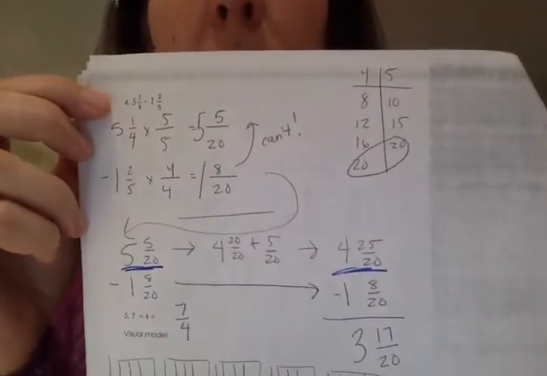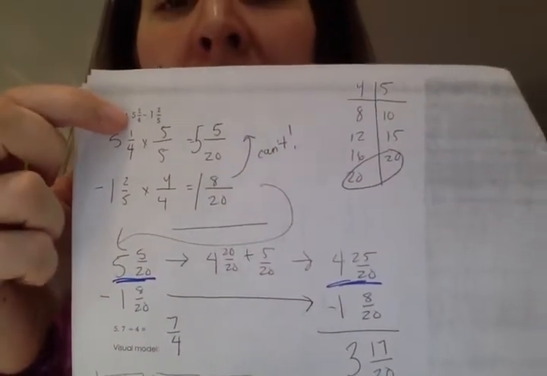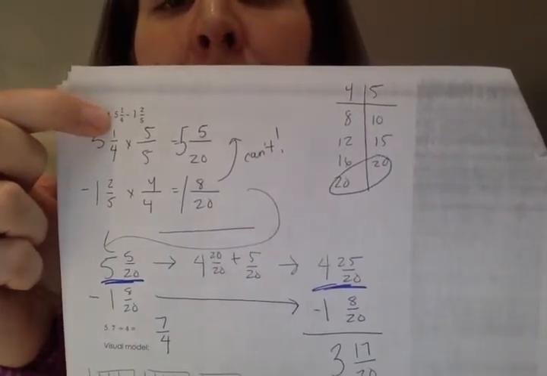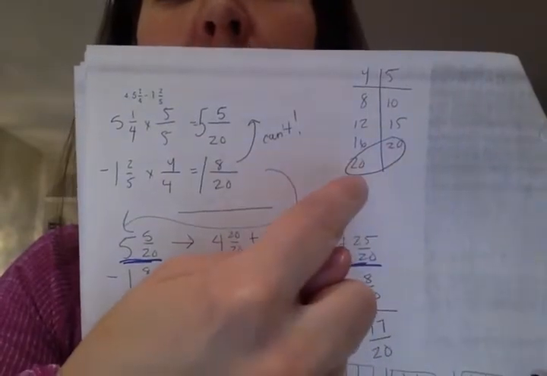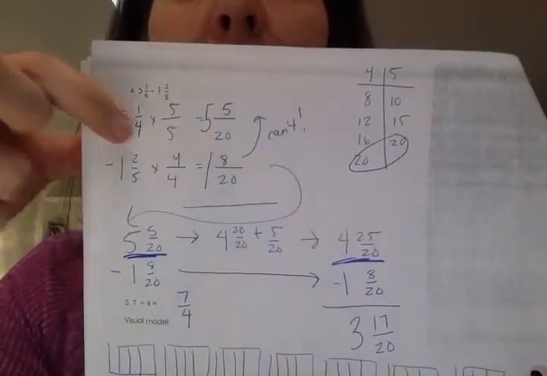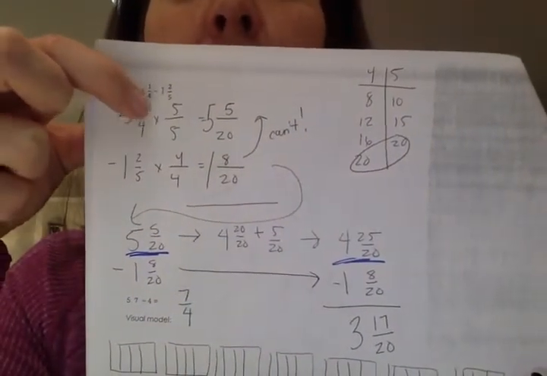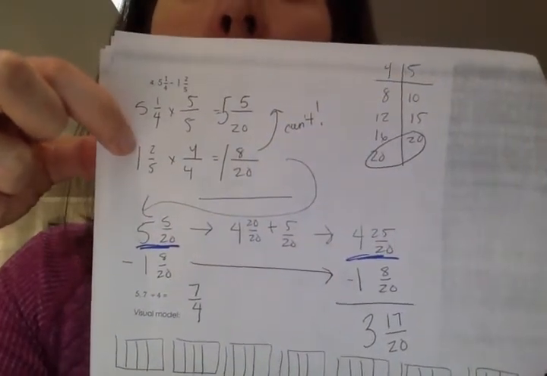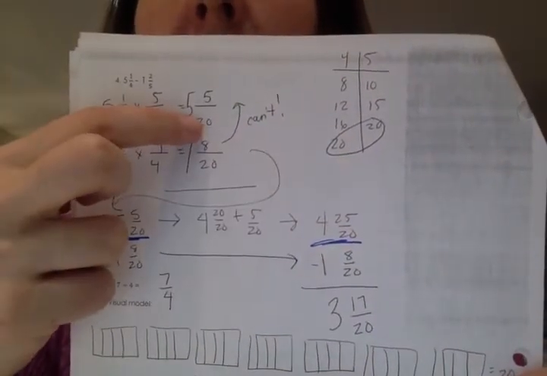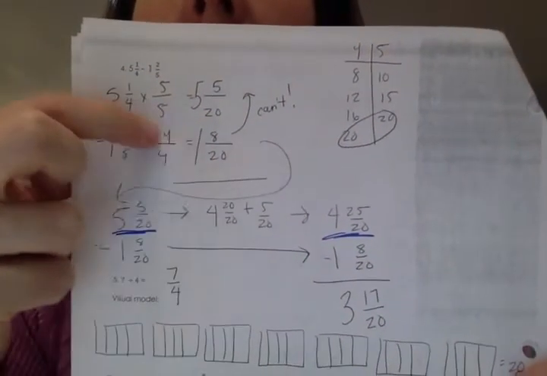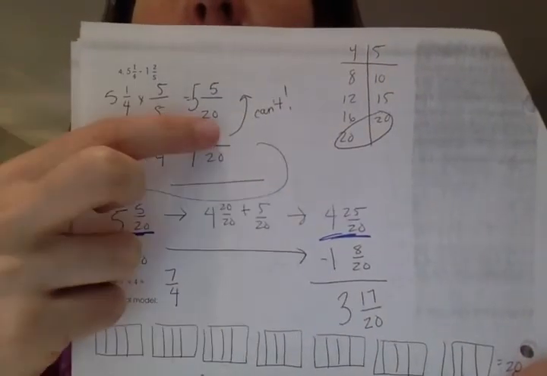Number 4. Number 4 is subtracting with regrouping. So the first thing I need to do is find a common denominator, which I do over here using my table. I find 20 as my common denominator, and I set up my problem vertically. 5 and 1/4 minus 1 and 2/5. Since I know 20 is my common denominator, I plug that in, and then I figure out 4 times what gives me 20.